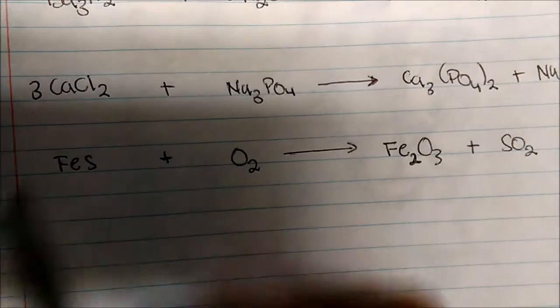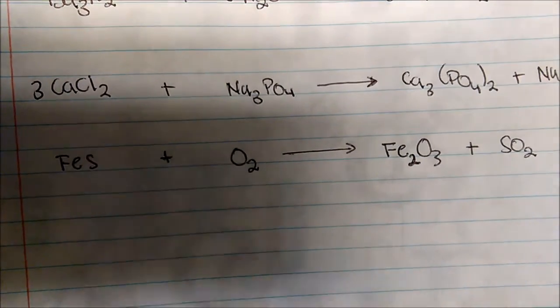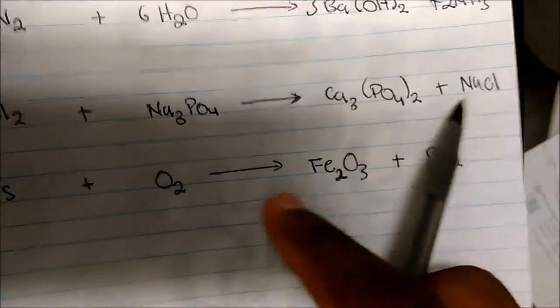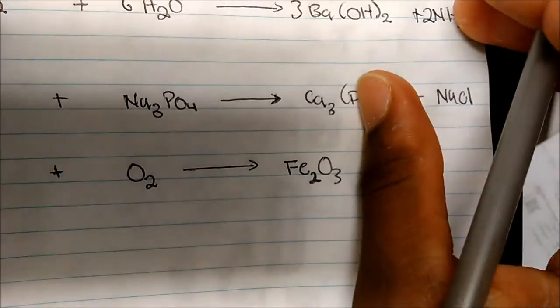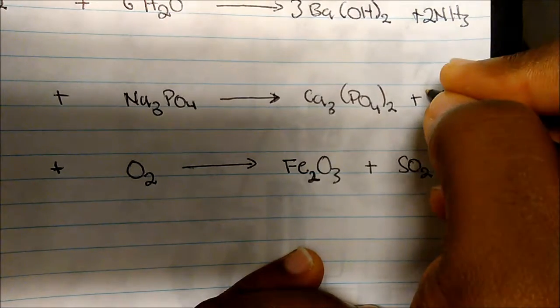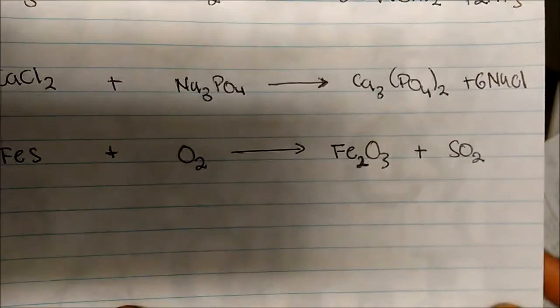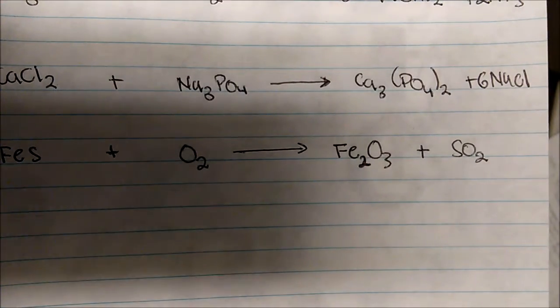So let's take a look at chlorine. Well, I have 3 times 2, which is 6. So that will give me 6 moles of chlorine. Okay. Over here, I have only 1 mole of chlorine. And so I need to put a 6 here. Okay. So now my chlorines are balanced.